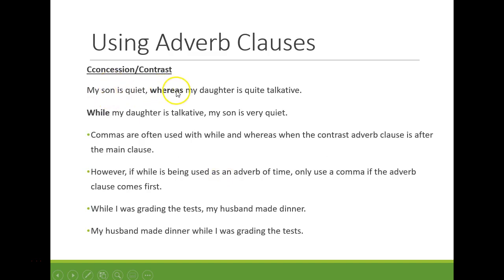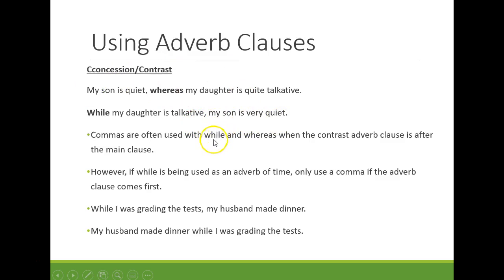Here are some more, whereas and while. Whereas and while, we use them more typically to contrast 2 different things or 2 different people, for example. My son is quiet, whereas my daughter is quite talkative. While my daughter is talkative, my son is very quiet. So notice we're contrasting 2 different things, 2 different people.